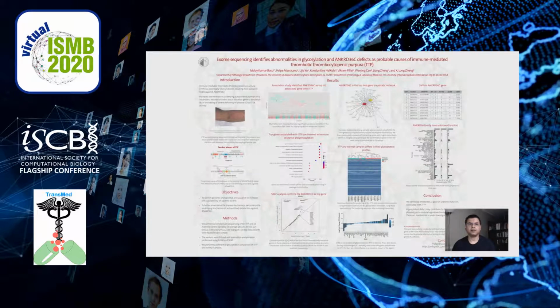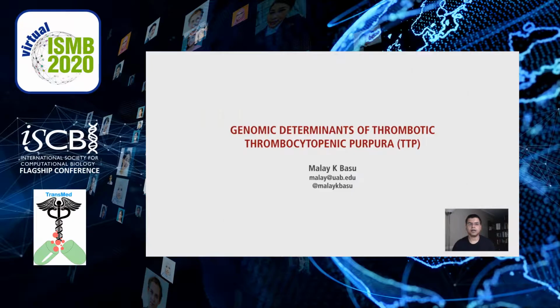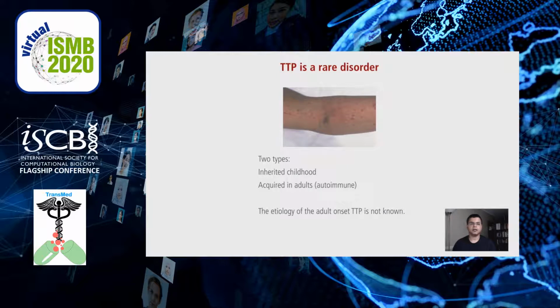I'm a faculty at University of Alabama at Birmingham, and this is a poster presentation, and today I'll be talking about the genomic determinants of a disease called thrombotic thrombocytopenic purpura, or commonly known as TTP. Now, TTP is a rare blood disorder, and the disease is known by having blood clot all over the body, and left untreated, the disease is potentially fatal.